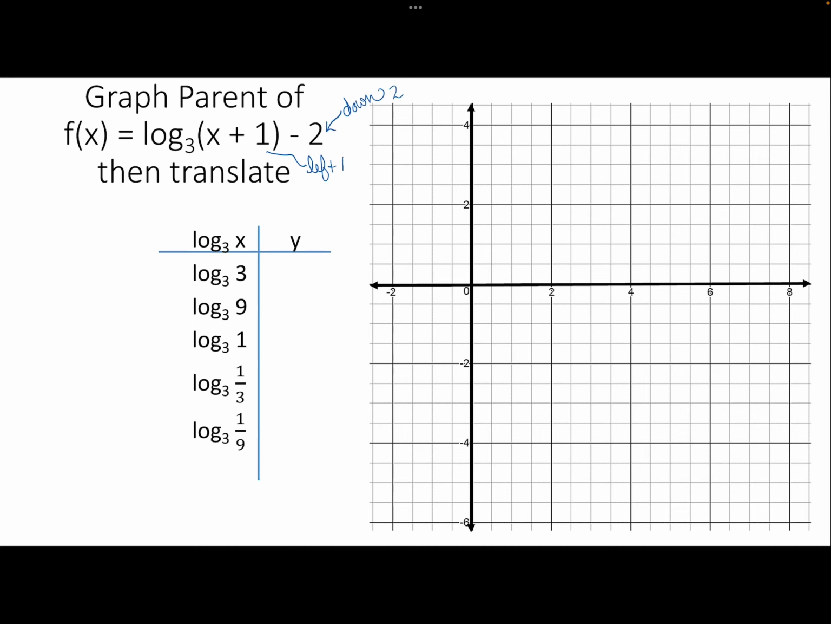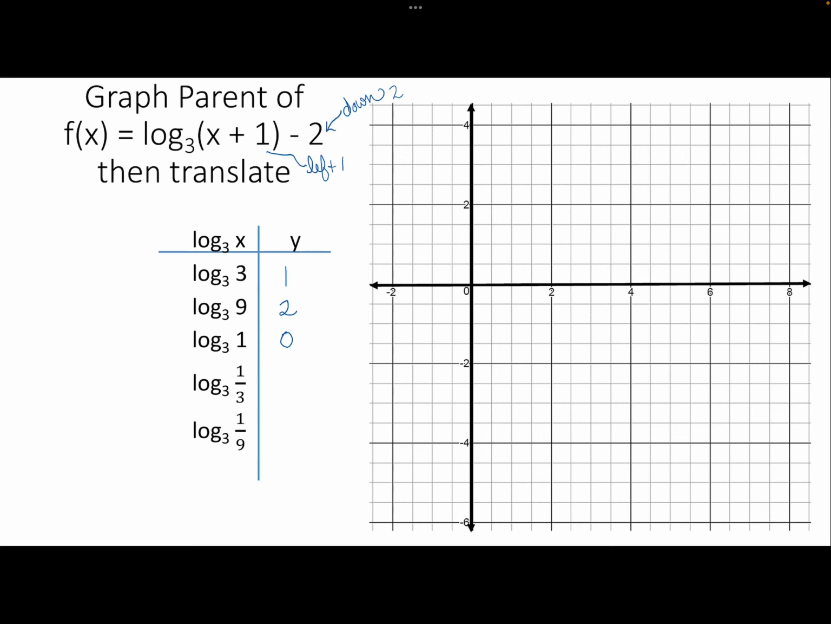And so we can pick nice values that we know how to find the log of, and then plug them in and figure out what the values are. So we know how to find the log base 3 of 3. When x is 3, the log base 3 of 3 is 1, because 3 to the first is equal to 3. And we can find the log base 3 of 9, so we could say 3 to the second power gets us 9. We can find the log base 3 of 1, 3 to the 0 power gets us 1.